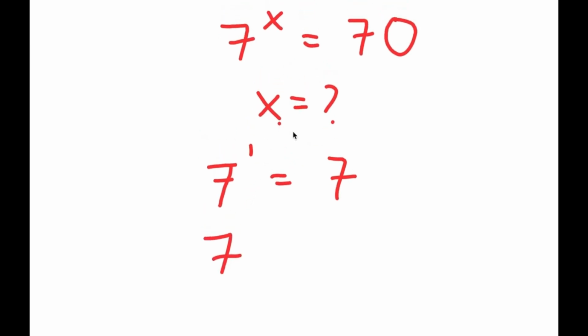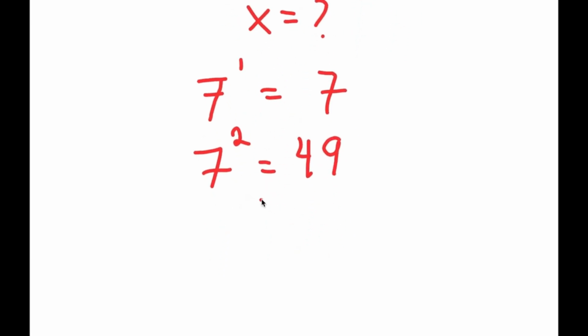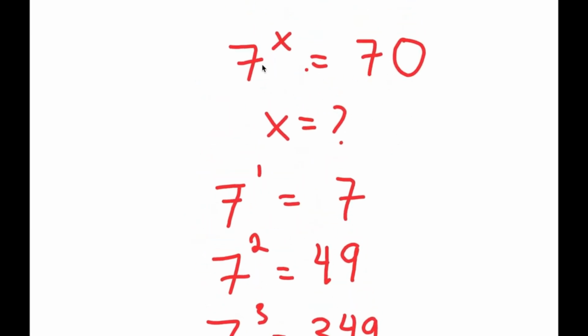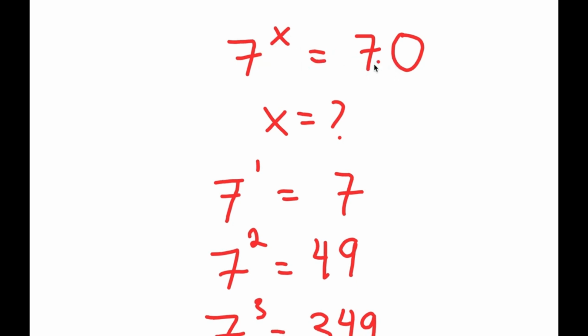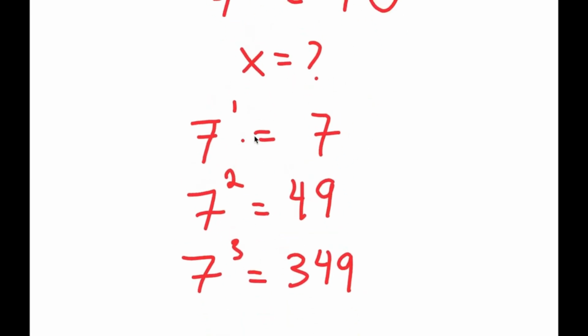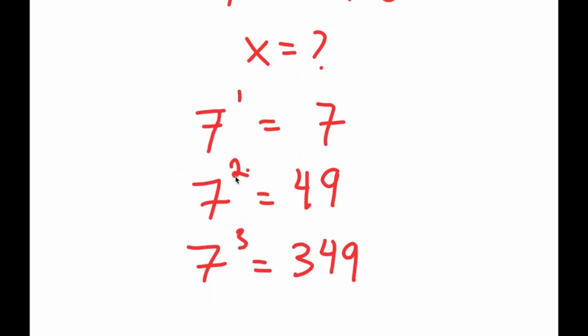Now, let's go one higher. Let's go 7 to the power of 2. This is equal to 49. And now let's go one higher. Let's go 7 to the power of 3. This is equal to 343. So notice how we're trying to find what value of x we should raise 7 to, to equal 70. But even the number 3 results in a number much higher than 70, meaning the value of x is going to be a decimal somewhere in between 2 and 3.